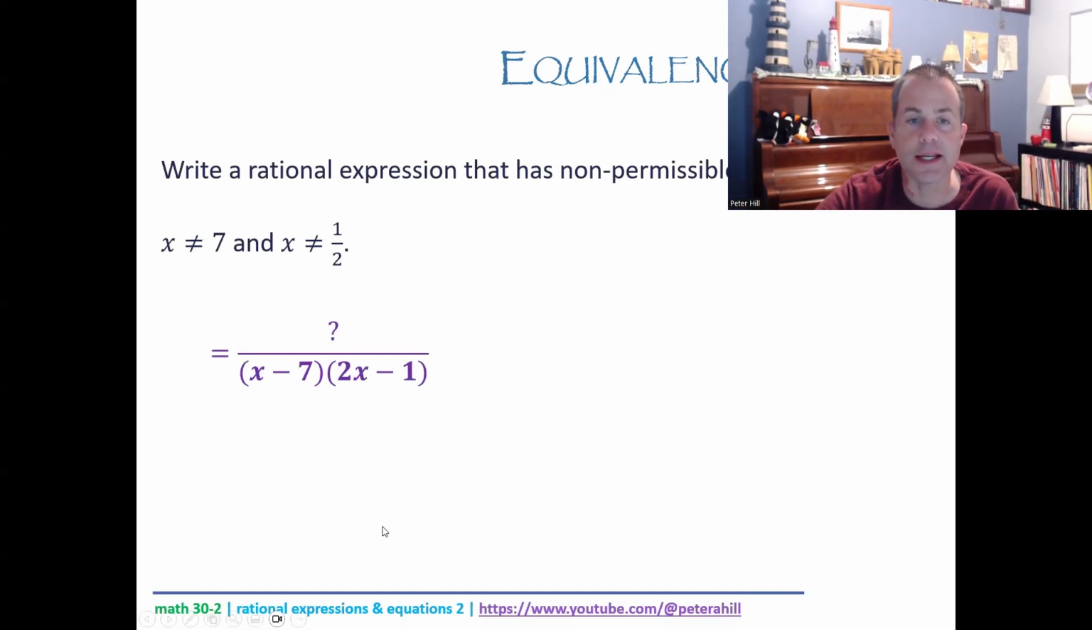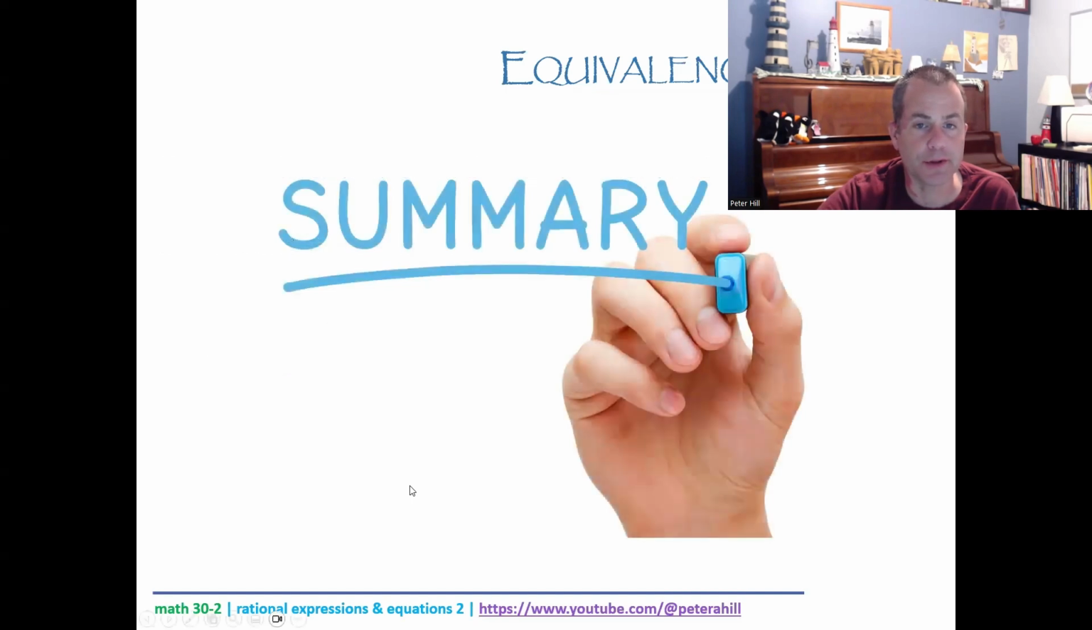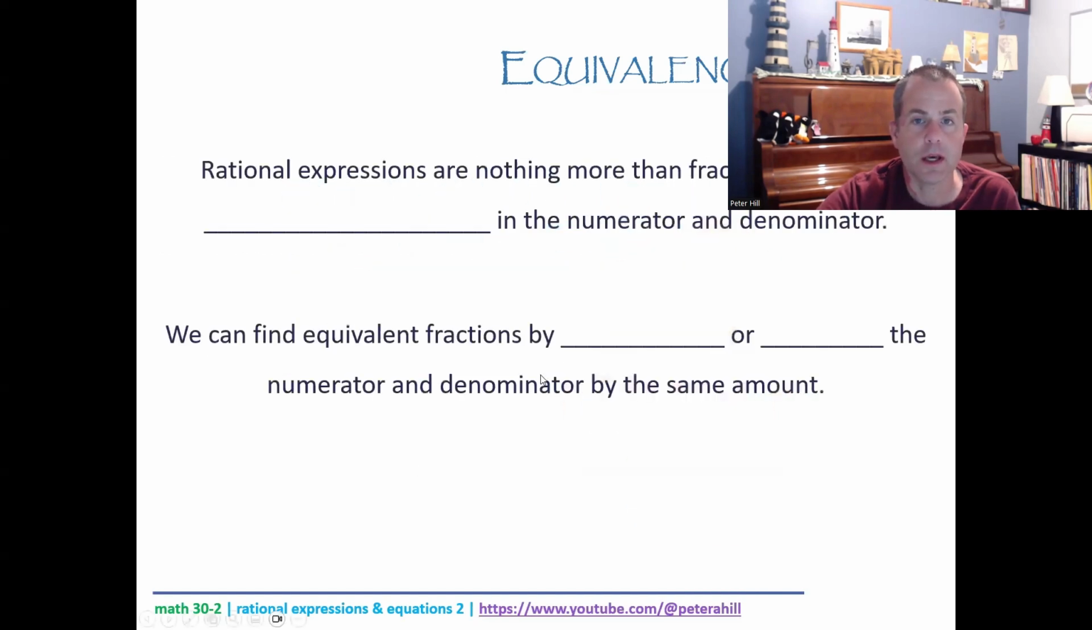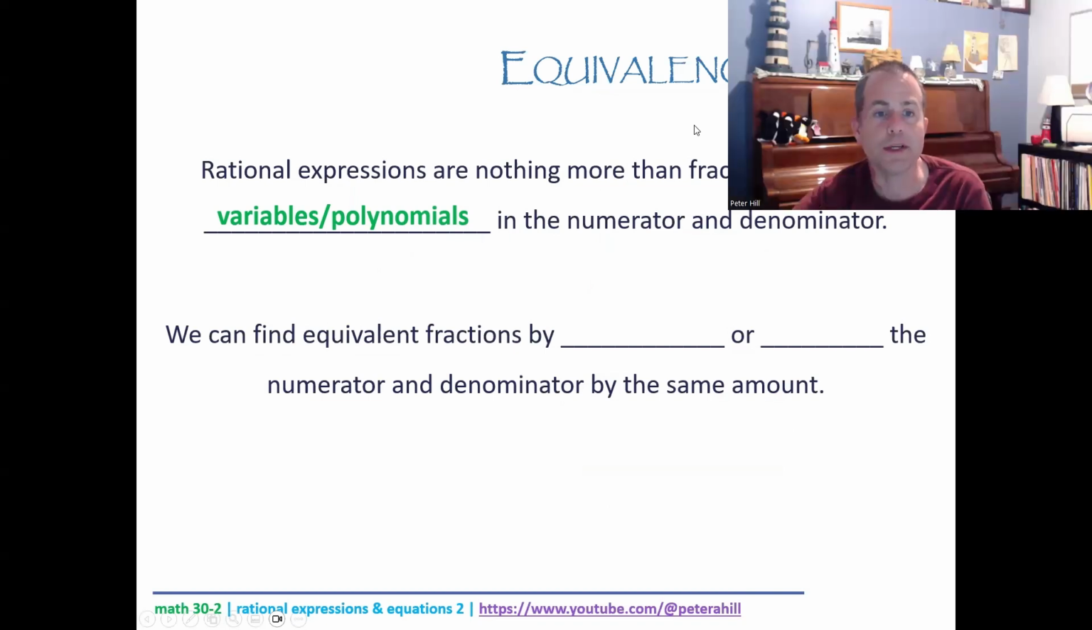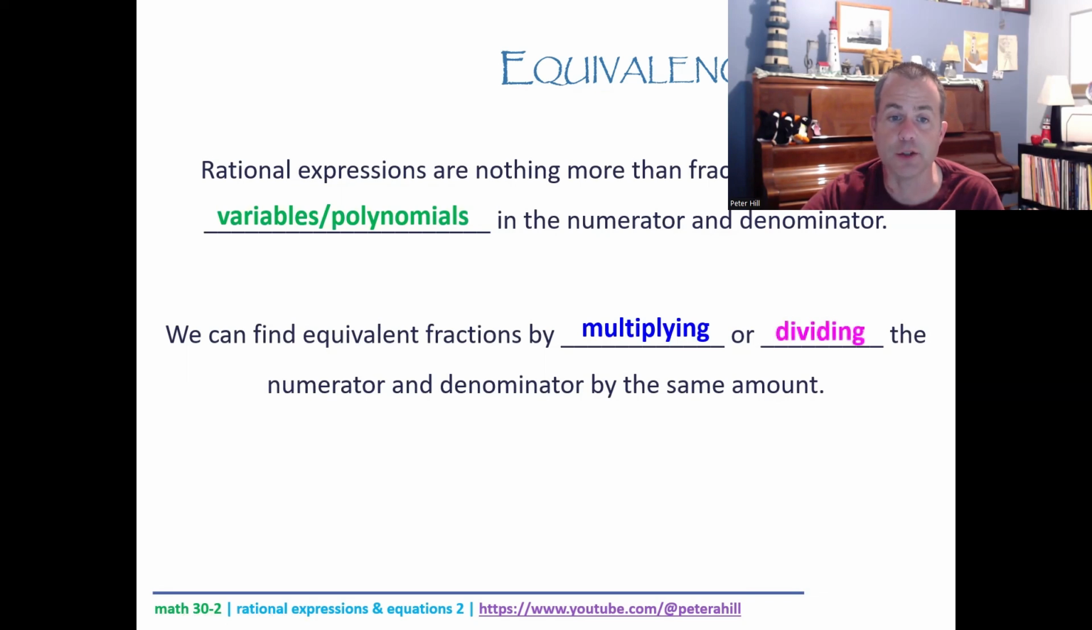Okay, so let's just walk through a quick summary together. Rational expressions are nothing more than fractions, but with variables or polynomials in the numerator and denominator. Okay. We can find equivalent fractions. That's what we started our lesson doing. So we can find equivalent fractions by multiplying or dividing the numerator and denominator by the same amount.